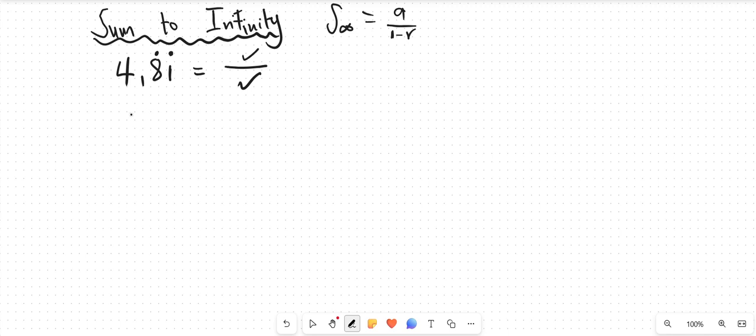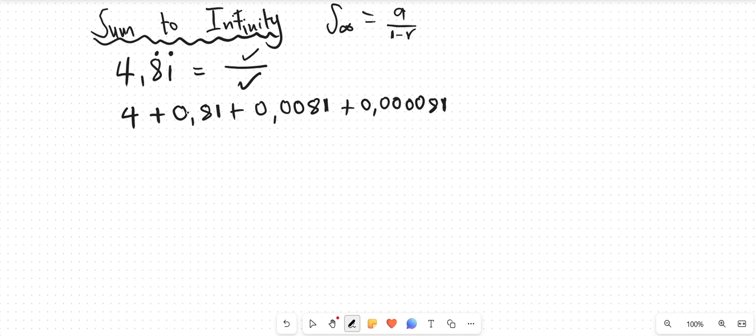First of all, let's notice the pattern that's happening here. So if our first term is 4, we are adding this 4 with the 0.81, and we're adding this to another 0.0081. We're adding this to another 0.000081. So basically this is the pattern that is happening there. And what I'm doing is I'm just rewriting these recurring decimals over and over again, adding more and more zeros.